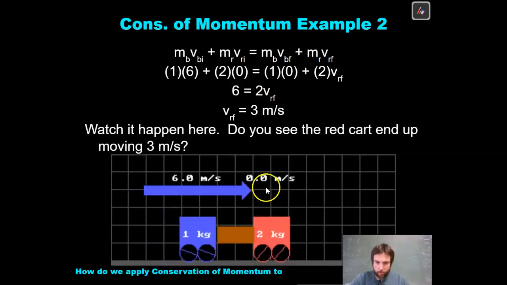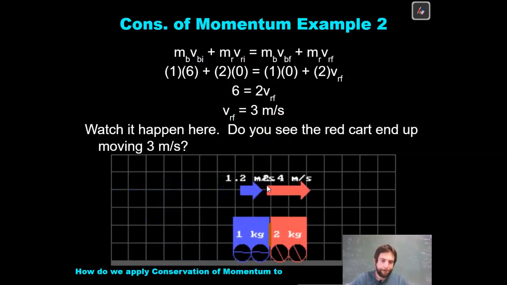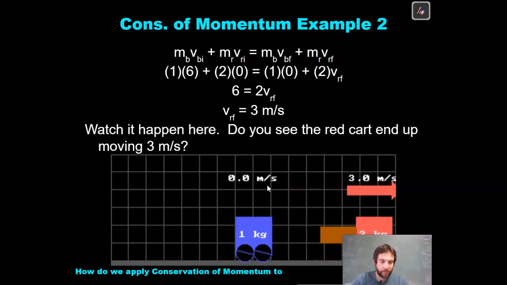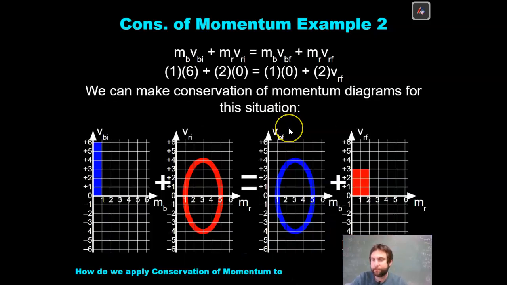Here we go, with the cartoon. There you go. Red car ends up moving 3 meters per second. Conservation of momentum diagrams for the situation. Again, there's not a whole lot of difficulty here. You've got 0 for the red car before the collision and 0 for the blue car after the collision.